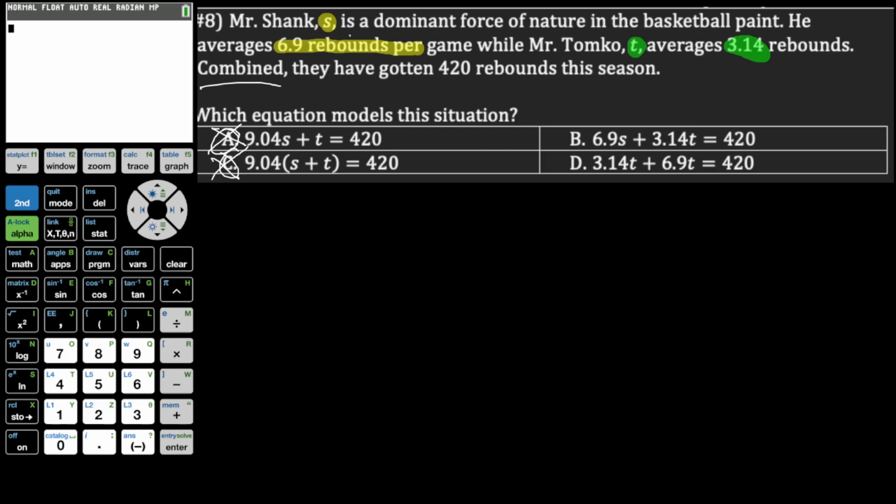So the number of games that Mr. Shank plays is going to be different than the number of games Mr. Tonko plays. So it has to be B or D. And since I have those two options highlighted carefully, I know that my choice is B. This should actually be an S, but that's okay. So we're saying for each game Mr. Shank plays, it's multiplied by 6.9, and then we do 3.14 times t. Those two added together after you multiply is equal to 420.